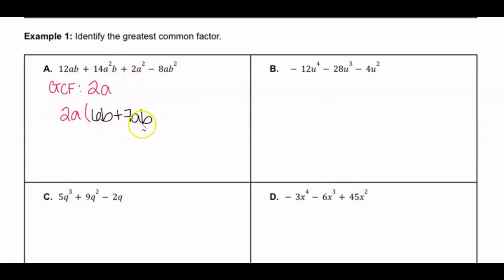Now onto my third term, 2A times what is positive 2A squared. Now you can say 1, 2 times 1 is 2, but 1s are usually implied, so unless it's the only thing, I won't write 1. I have my A already, but I need an A squared, so I do need another A. And then 2A times what is negative 8AB squared. So 2 times what is negative 8? Well, 2 times negative 4. I already have my A, and it's not an A squared, so I don't need another A. But I do need a B squared. And this is your answer.